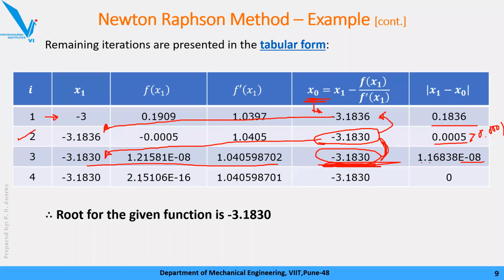I have tried it for one more iteration, but there is no need to do the fourth iteration for you guys. So this is my answer. Remember, not x1, x0. Always remember x0 corresponds to your root. So this is your root. At the end of your solution, please write that the root for the given function is dash dash dash dash value. That is the end of our problem here.